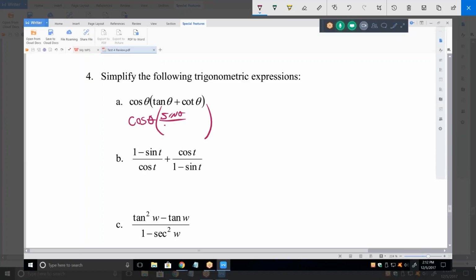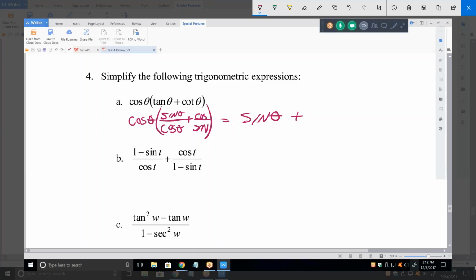What's cotangent? Cosine over sine. Now we got everything in sines and cosines. What's that equal to? Distribute it. It'd be cosine over, or cosine times sine over cosine squared. Hold on. When you distribute it, this cosine of theta cancels with that cosine of theta. So the first term is sine theta.